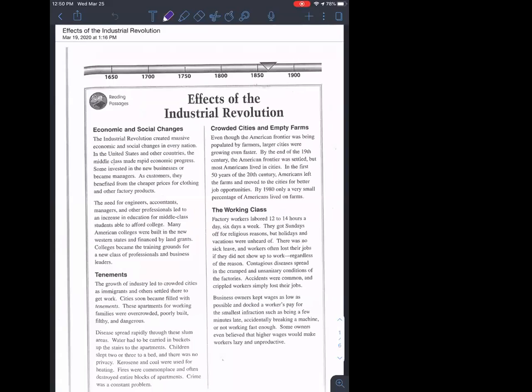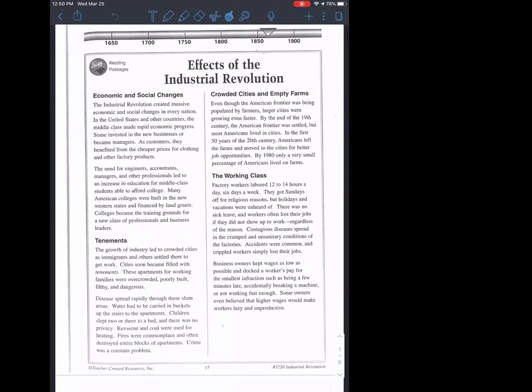All right, so we're looking at the effects of the Industrial Revolution. Okay, so what happened because we had an Industrial Revolution? We're going to start with economic and social changes. The Industrial Revolution created massive economic and social changes in every nation. In the United States and other countries, the middle class made rapid economic progress. Some invested in the new businesses or became managers. As customers, they benefited from the cheaper prices for clothing and other factory products.